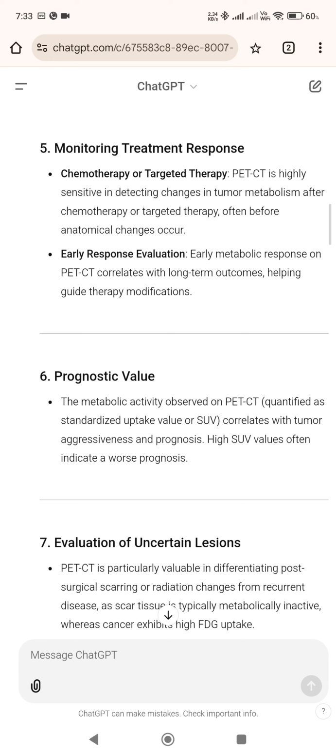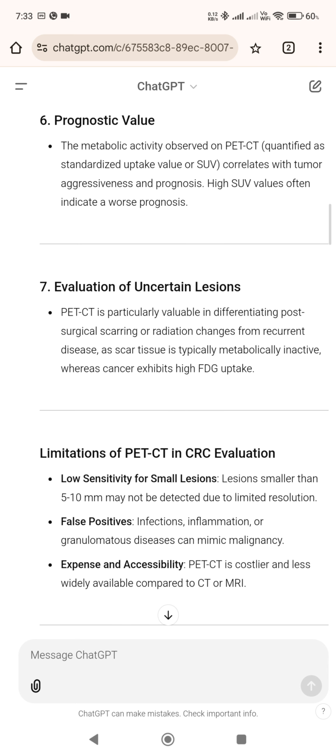6. Prognostic value. The metabolic activity observed on PET-CT, quantified as standardized uptake value, or SUV, correlates with tumor aggressiveness and prognosis. High SUV values often indicate a worse prognosis. 7. Evaluation of uncertain lesions. PET-CT is particularly valuable in differentiating post-surgical scarring or radiation changes from recurrent disease, as scar tissue is typically metabolically inactive, whereas cancer exhibits high FDG uptake.